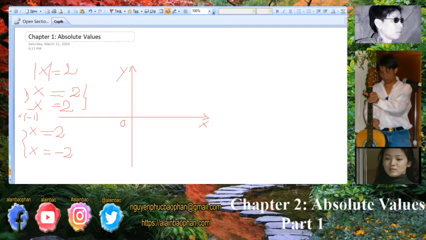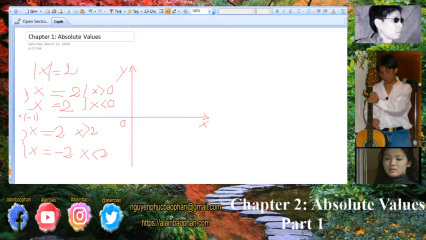So the absolute value equation will be two straight lines. The first line is x equal 2 when x greater than 0, and minus x equal 2 when x less than 0. So whenever the value inside is less than 0, then the equation will be minus x equal 2, or x equal minus 2. Okay, I write it into cases here. Either case is correct.